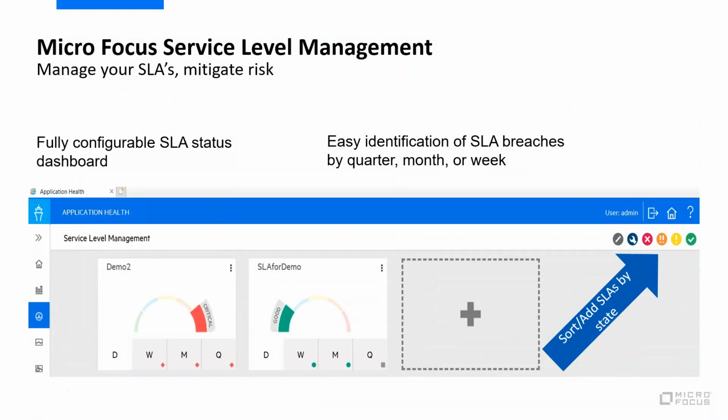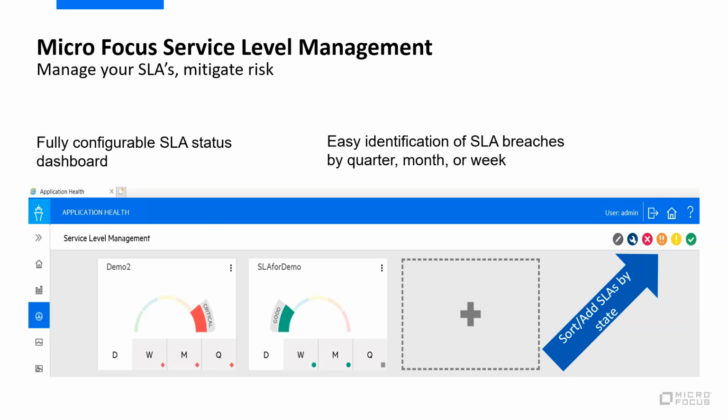So these are reports, like dashboards for SLM, that we can see in the new application health. I had created two SLAs. One was critical, it was showing here, another was good. We can also have any number of SLAs here to monitor. We can add them, there was a plus icon there, and we can also sort based on the state.